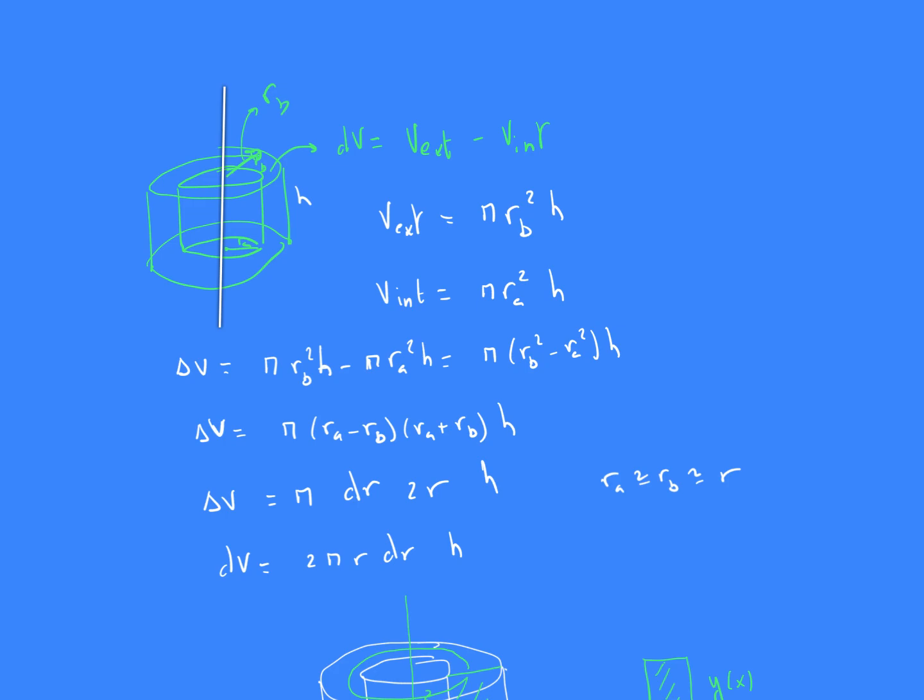Imagine that you have a cylinder. You have a cylinder of radius RB. This is the cylinder of radius RB. The volume of this cylinder will be pi RB squared multiplied by h. The volume is the area of the base, pi r squared, multiplied by h. And this is the volume of the external cylinder. The volume of the internal cylinder will be pi RA squared multiplied by h.